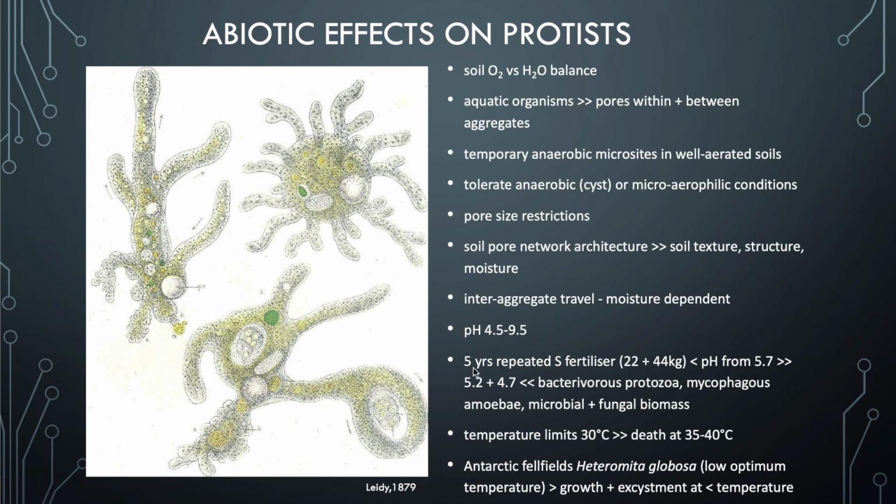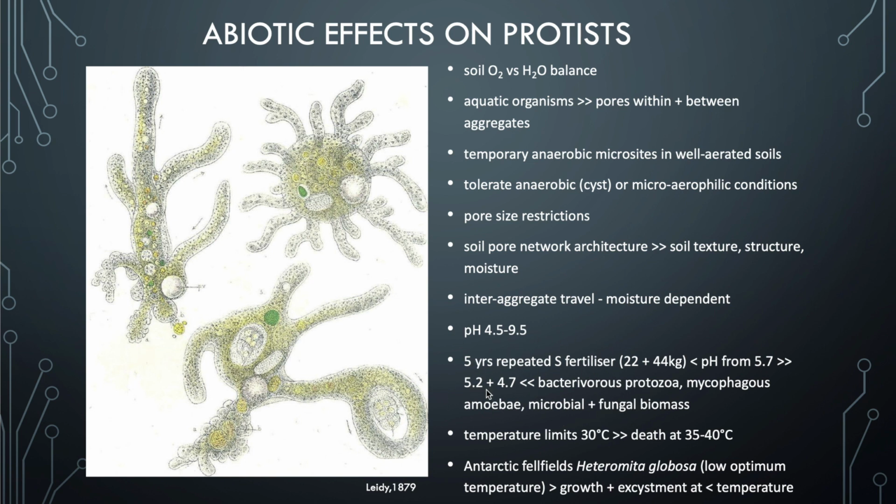However, 5 years of repeated sulfur fertilizer, which is quite acidic, at the rate of 22 and 44 kilograms per hectare, has been found to significantly reduce pH of the soil from 5.7 to 5.2 and 4.7 respectively, based on these two amounts. And this significantly reduced bacterivorous protozoa, mycophagous amoebae, and microbial and fungal biomass. So both bacteria and fungi biomass as well as biodiversity were reduced as a result of this decrease in pH based on sulfur fertilization.